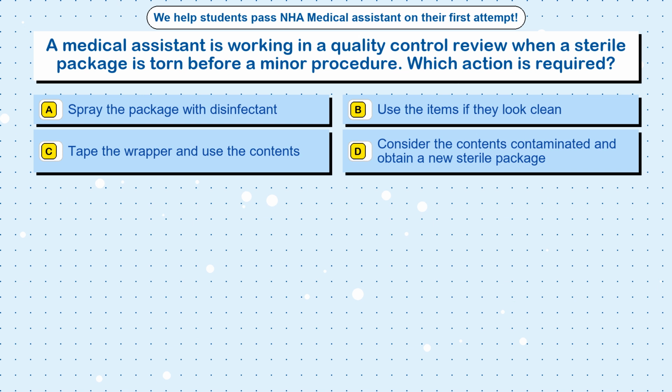Question 65. A medical assistant is working in a quality control review when a sterile package is torn before a minor procedure. Which action is required? Option A, spray the package with disinfectant. Option B, use the items if they look clean. Option C, tape the wrapper and use the contents. Option D, consider the contents contaminated and obtain a new sterile package.